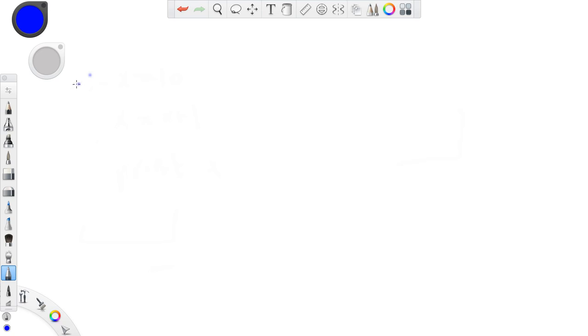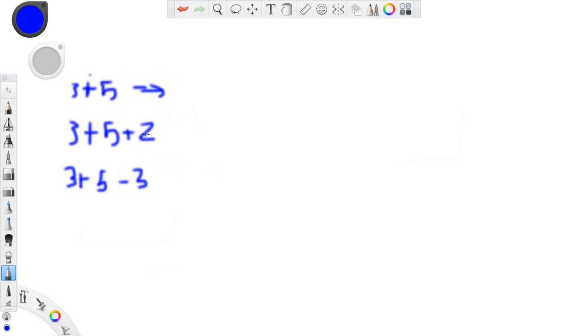Think about in math you have 3 plus 5, whatever equals. Okay? Then you want to add 2 to it, so you'll say 3 plus 5 plus 2. Then you want to subtract 3 from it. So you say 3 plus 5 plus 2 minus 3, which is 2 processes on this number. You first added 2 to it, then you subtracted 3.